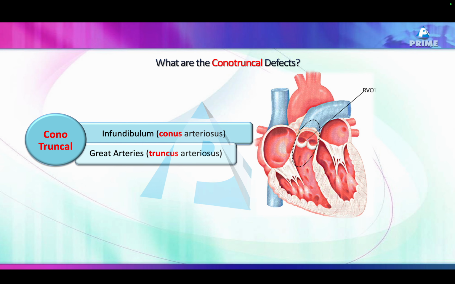What actually is a conotruncal defect? We have multiple conotruncal defects. I'll enumerate a few: Tetralogy of Fallot, DORV, TGA, pulmonary atresia, and then you have Truncus Arteriosus. These are conotruncal defects, meaning that the problem is with the conus and the great artery origin. A very common feature of conotruncal defects is that they come from neural crest cells, and they are very commonly associated with genetic disorders.